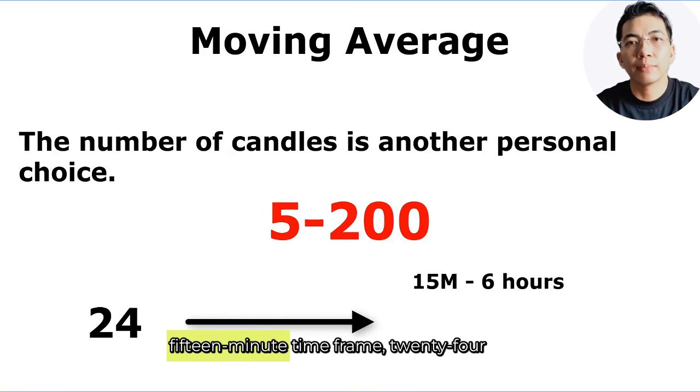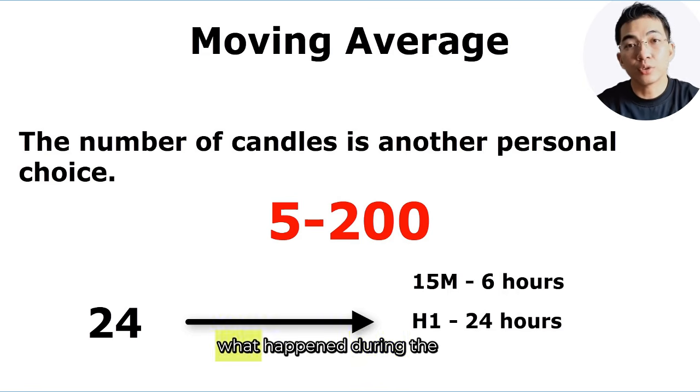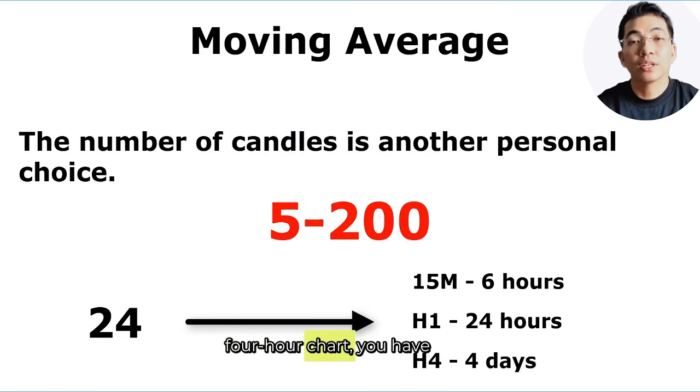If you use a 15-minute time frame, 24 candlesticks will give you information about last 6 hours. If you use the hourly chart, you monitor what happened during the last 24 hours. If you use a 4-hour chart, you have 96 hours, that is exactly 4 days. So I love the number 24 in forex trading because it seems to fit perfectly every time frame. If I also want to have a long-term moving average, I choose 120 as a period.